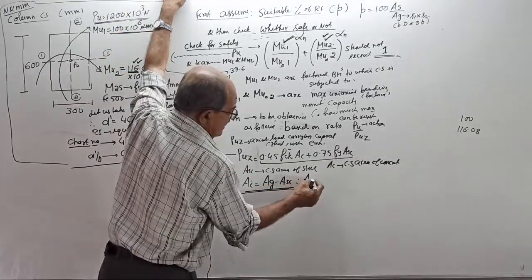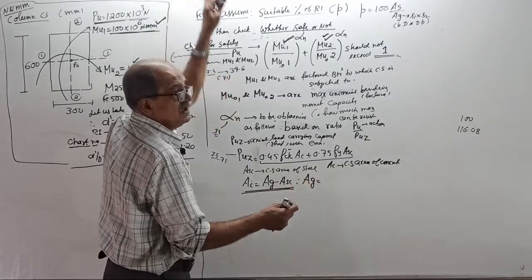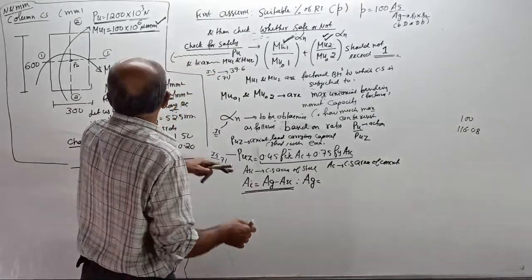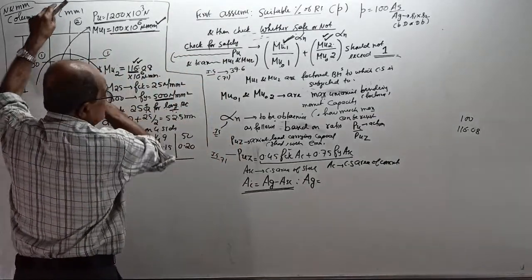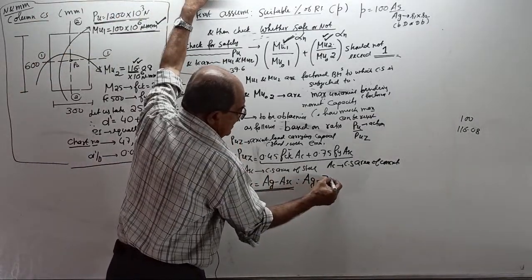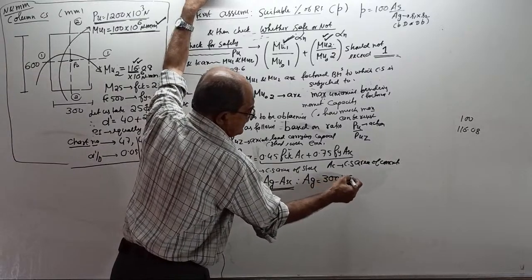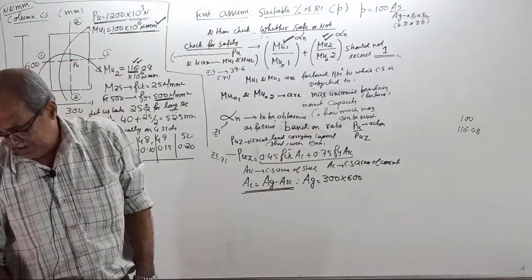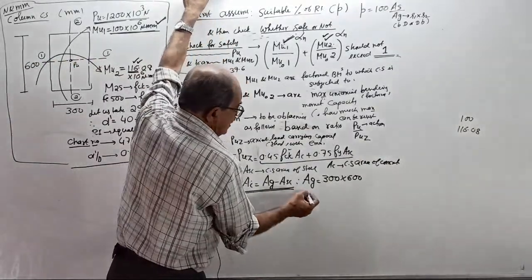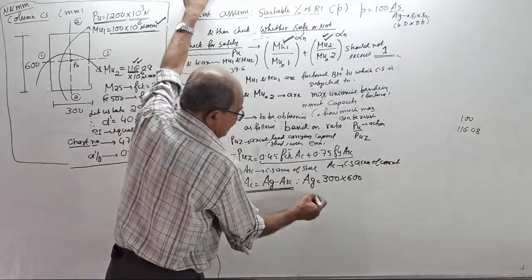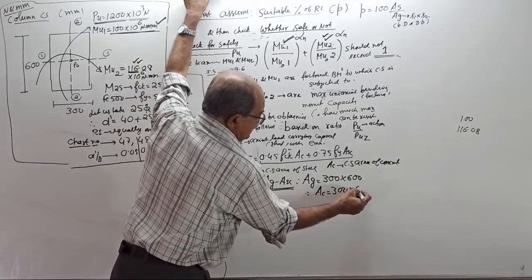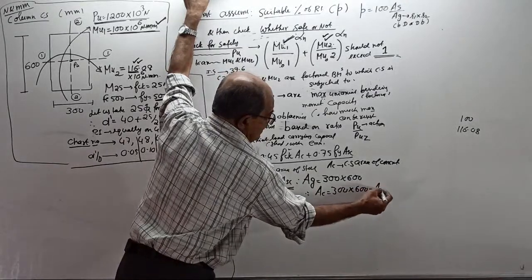In our question, tell the gross area first. The column is of cross section 300 by 600. Answer: gross area is 300 by 600. Correct? This is the gross area for our cross section. Therefore AC equals 300 by 600 minus area of steel.